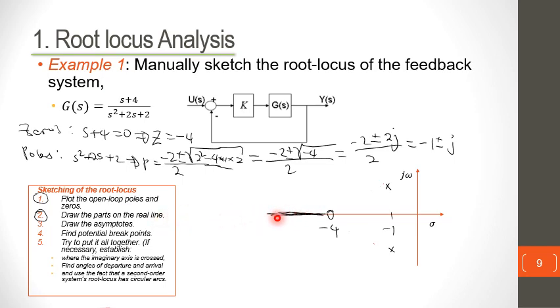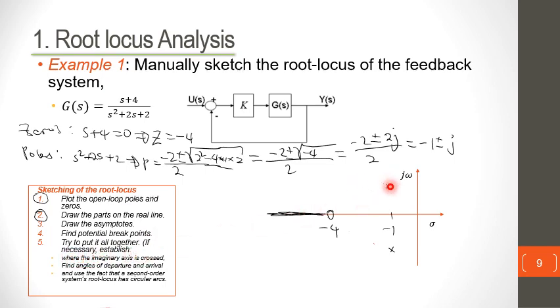But you don't need to draw the asymptotes, but you can look at the breaking point. So since we know this has to join somehow here, we can look for a breaking point. That's a potential for completing the root locus. And then we look at where they cross the imaginary axis.